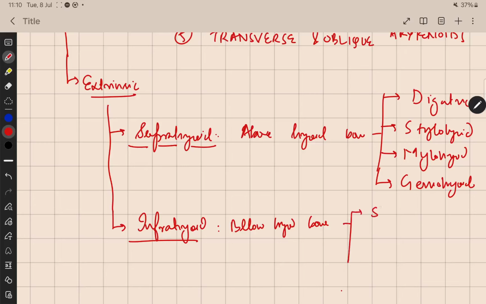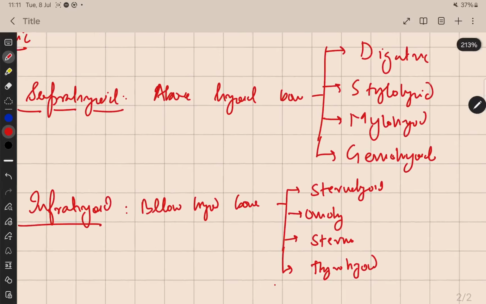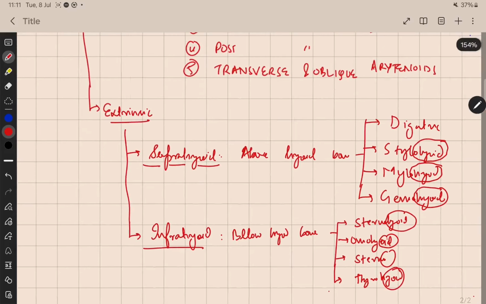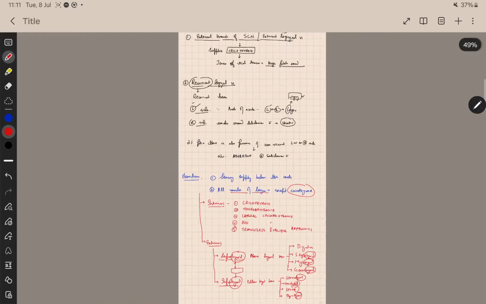These are sternohyoid, omohyoid, sternothyroid, and thyrohyoid. We can see one thing: all these muscles are related to hyoid bone. Obviously it is related to suprahyoid and infrahyoid, that is, this is above hyoid bone, while this is below hyoid bone. So these are the muscles of larynx.